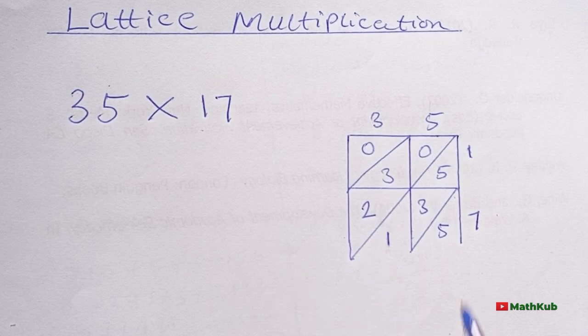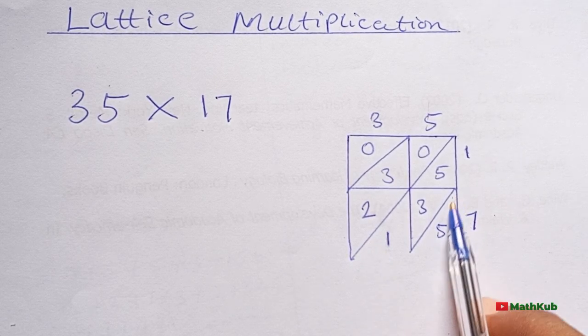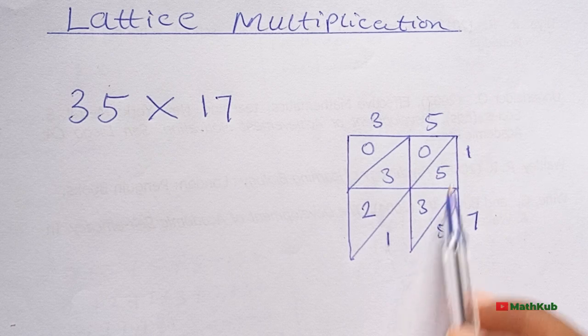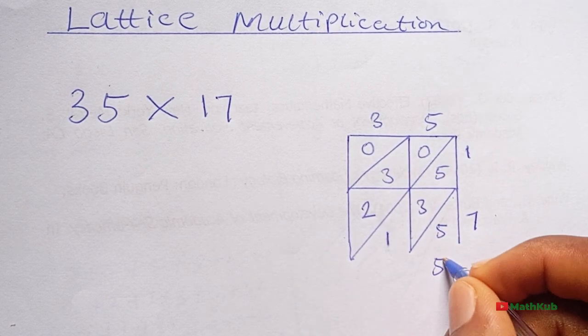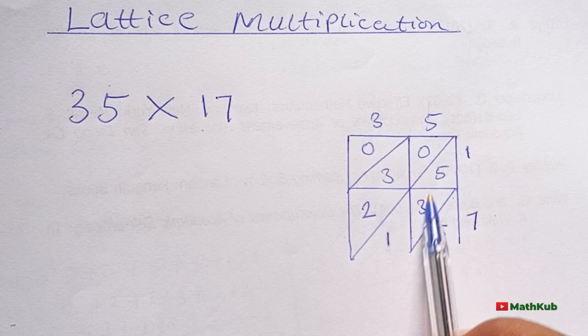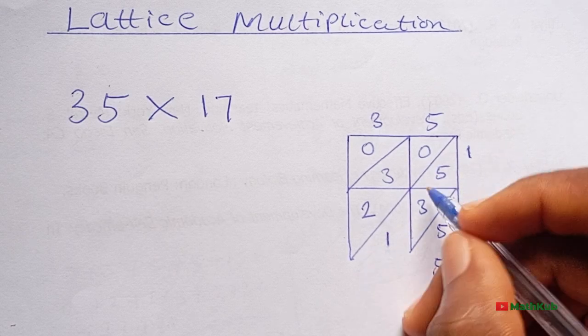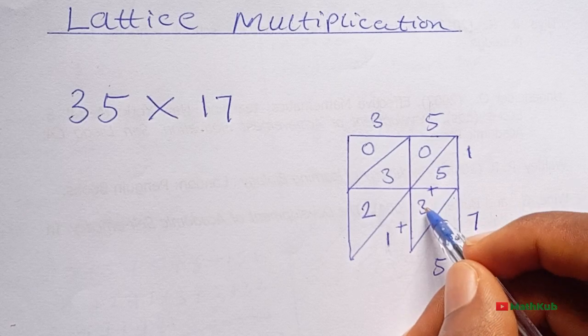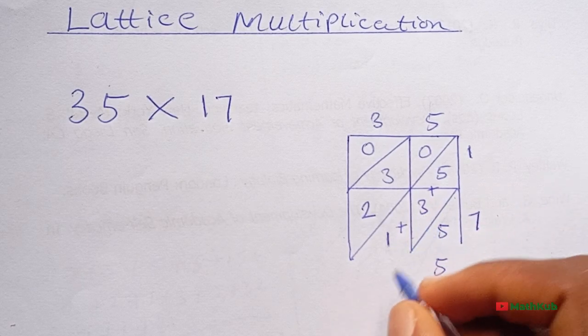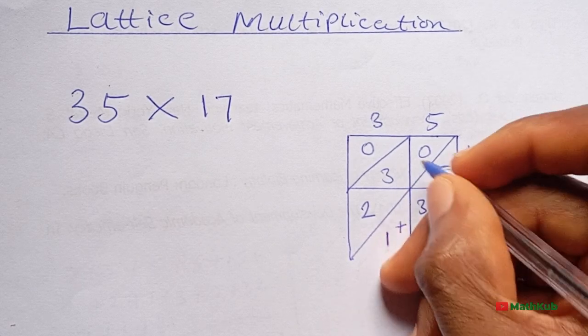Now the next thing is to do what? Take 5 diagonally. You add diagonally, add like this, add like this. Then this is 5. You write 5. Add diagonally. You add 5 plus 3 plus 1. 5 plus 3 is 8. 8 plus 1, 9. You add this one also.